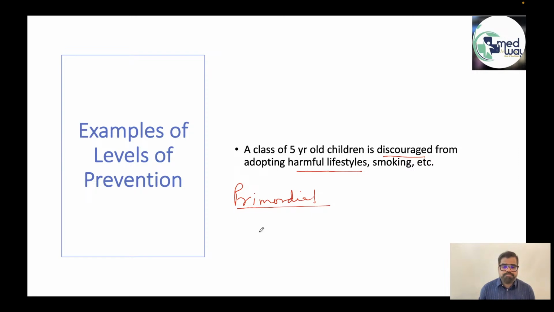Please try to understand how it is primordial. What is primordial prevention? Prevention of emergence of risk factors. You don't let the risk factor emerge. So a 5th class student is not aware much about smoking. He doesn't understand much. So you are giving information about smoking and harmful lifestyle. Why? Because you want this student to understand now, so that the risk factors do not emerge. So in subsequent years, when he grows into an adult, he understands the concept and doesn't start smoking. So this level of prevention is called primordial prevention, right?